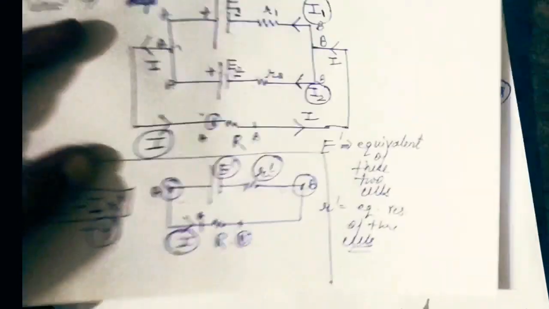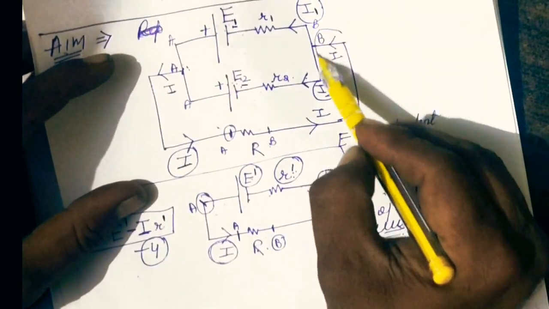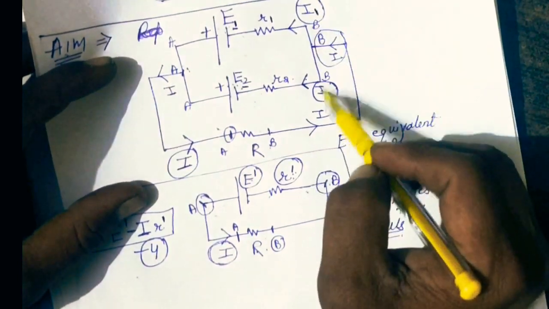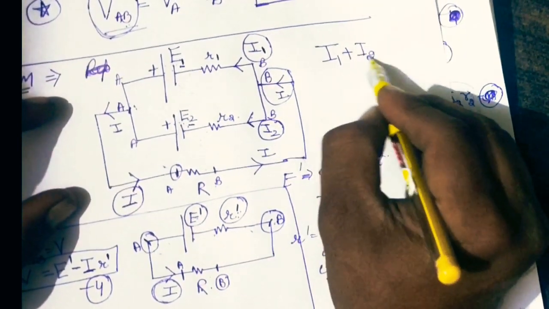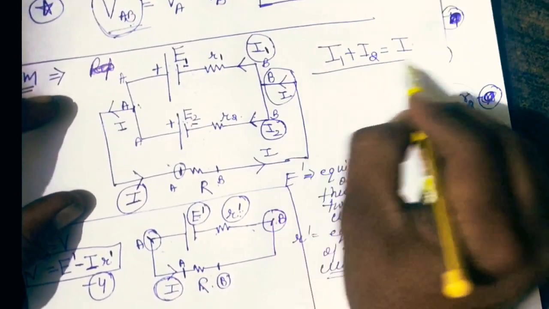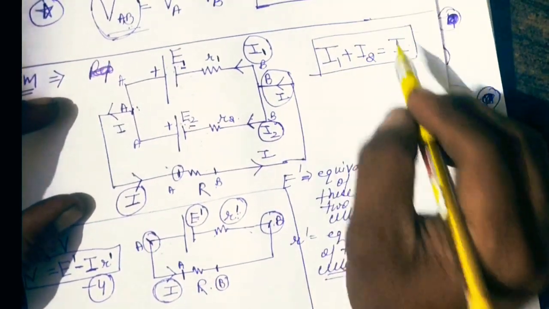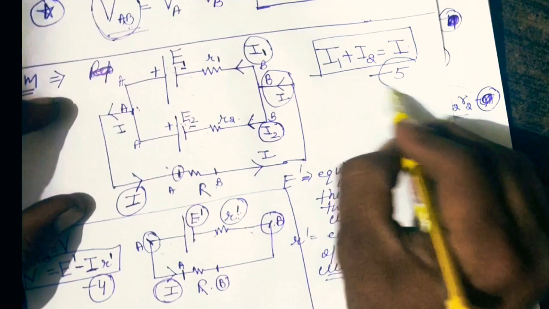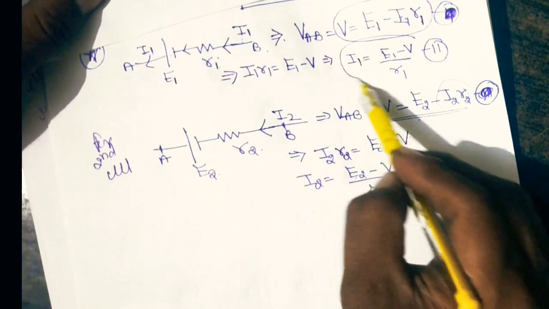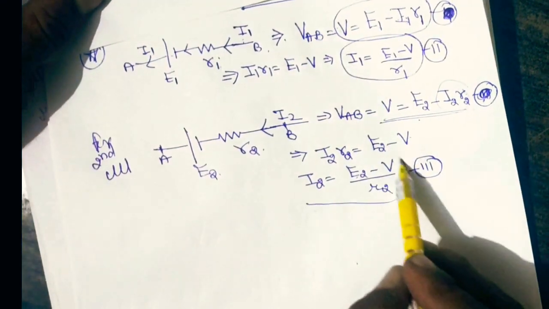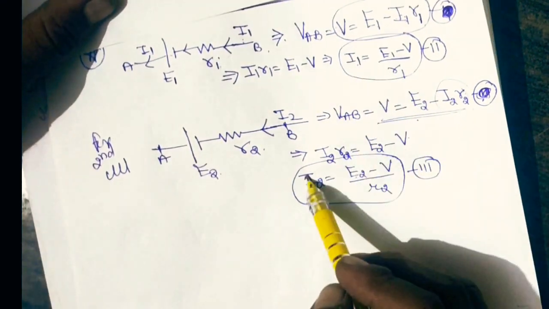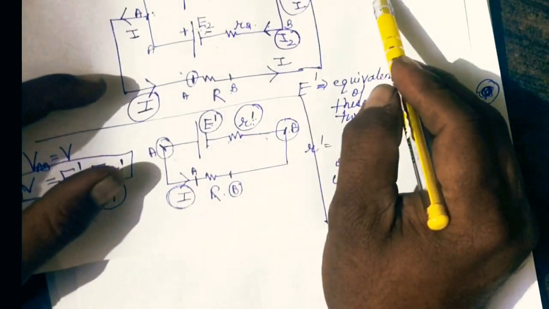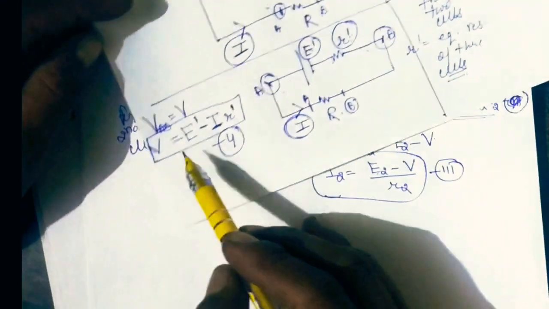Now one thing is for sure: since the current I is divided into I1 and I2, I can always write that I1 plus I2 will be equal to I, because I is the current that is being divided here. Let's call this equation number 5th. So I have got the value of I1 by equation number 2nd, and the value of I2 by equation number 3rd, and now I will put the values of I1 and I2 in equation number 5th, so that I can bring the equation into something like this.